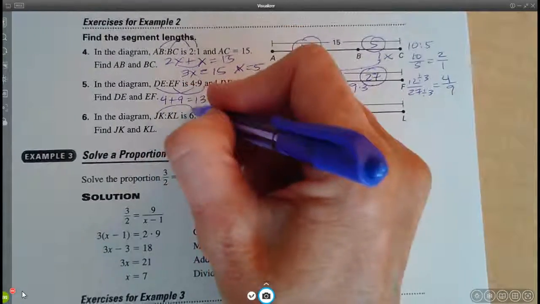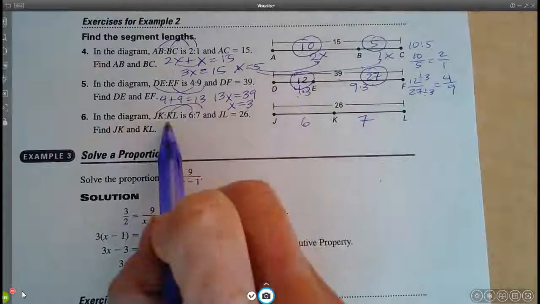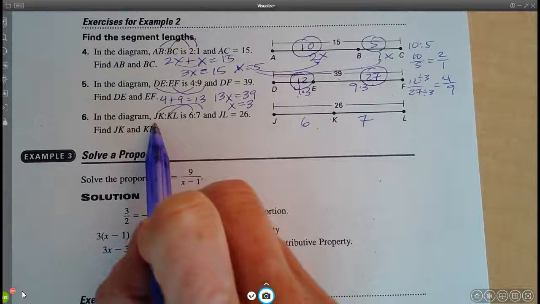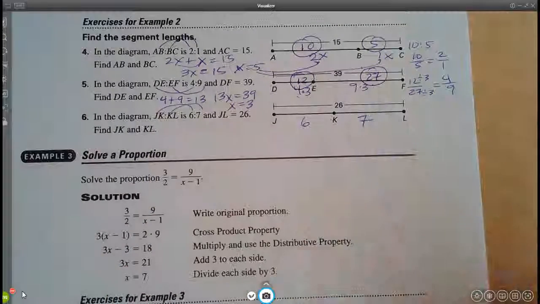And then finally, this one here, I would guide you to be careful. The relationship is not always the left-hand segment to the right-hand segment. So remember the order matters, and check and make sure you're labeling appropriately.